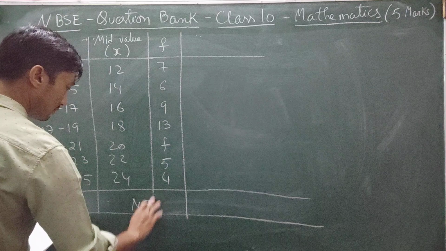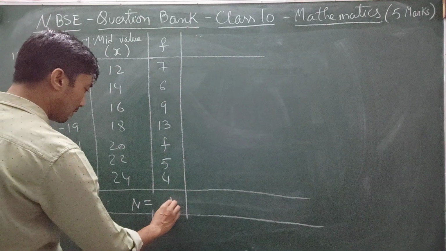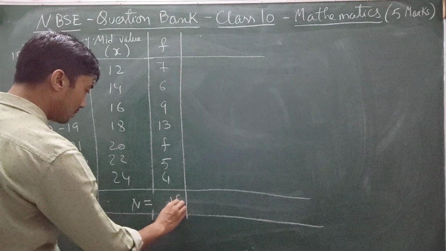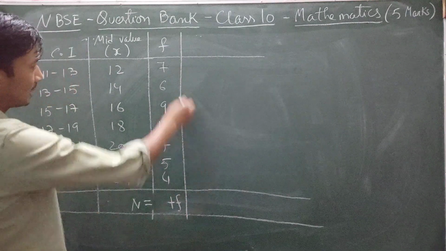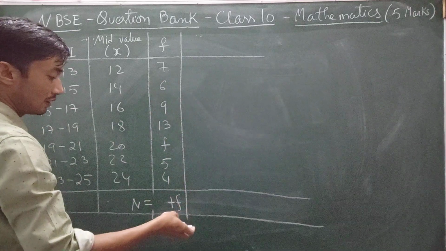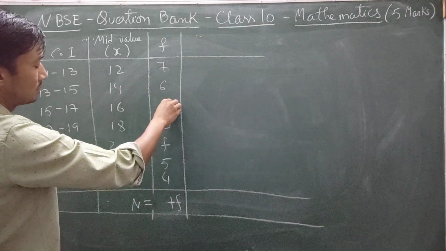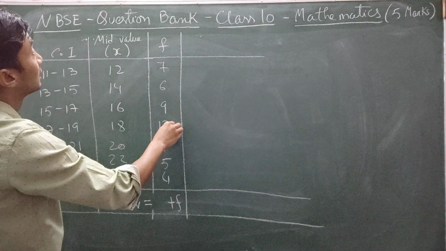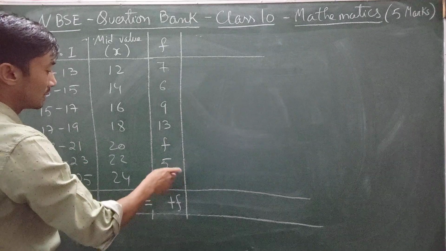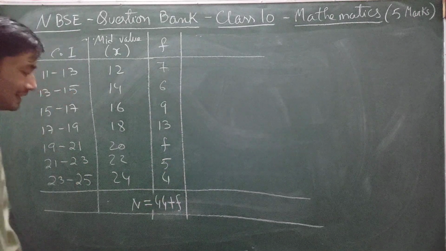N equal to, see, F I cannot add with the other numbers, so definitely plus F will be there. Let's add this number, 7 plus 6, 13, 13 plus 9, 22, 22 plus 13, 35, 40, 44, 44 plus F.